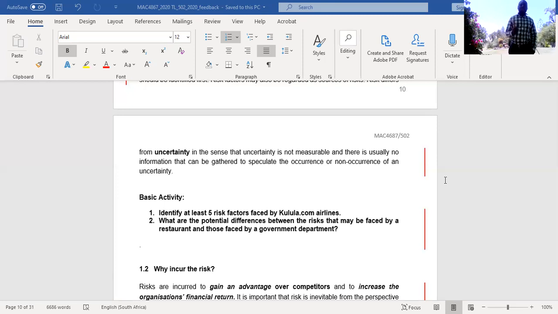In order for you to be able to answer this question accurately, you need to consider the same risk factors that may be faced by both natures of organizations, right? However, you need to pin out the differences in what they may potentially face in as much as risks are concerned. Like, for instance, a restaurant normally is privately owned and therefore would face, in most cases, financial constraints, right? However, a government department is funded by the government and therefore is limited to the budget that has been allocated by the government.